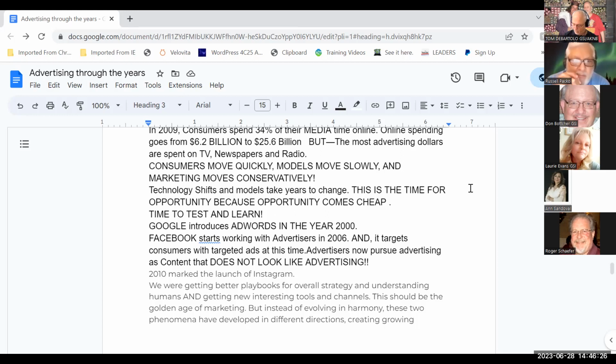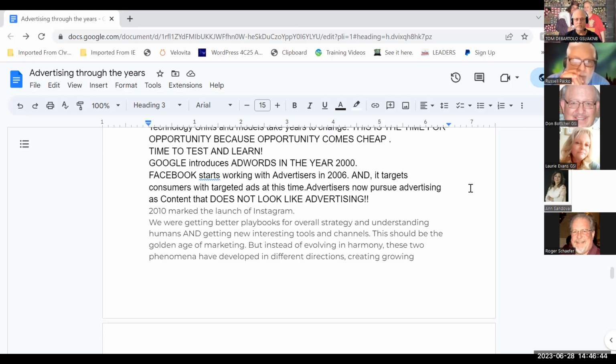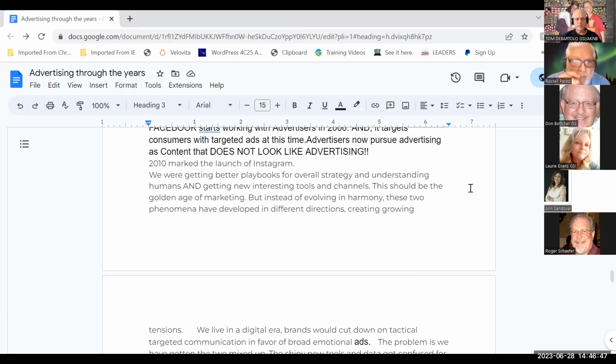Facebook starts working with advertisers in 2006, and it targets consumers with targeted ads at this time. Advertisers now pursue advertising as content that does not look like advertising. Click on any highlights to something you're reading and you'll see. 2010 marked the launch of Instagram. We were getting better playbooks for overall strategy and understanding humans and getting to know interesting tools and channels.